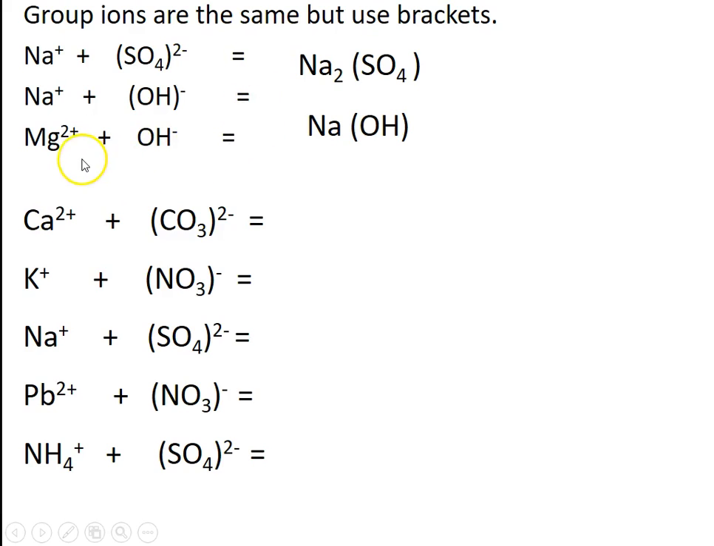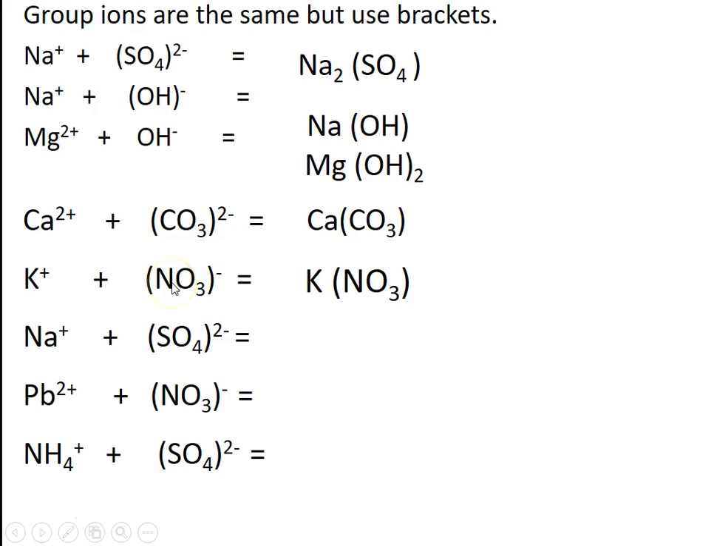Sorry, it's written further down. 2 positives, each of these is 1 negative, this should be in brackets, so I need 2 of those. 2 positives, 2 negatives, you just need 1 of each. 1 positive, 1 negative, you just need 1 of each. 1 positive, 2 negatives. We need 2 of these to get 2 positives. 2 of these. Notice that there's no charges.